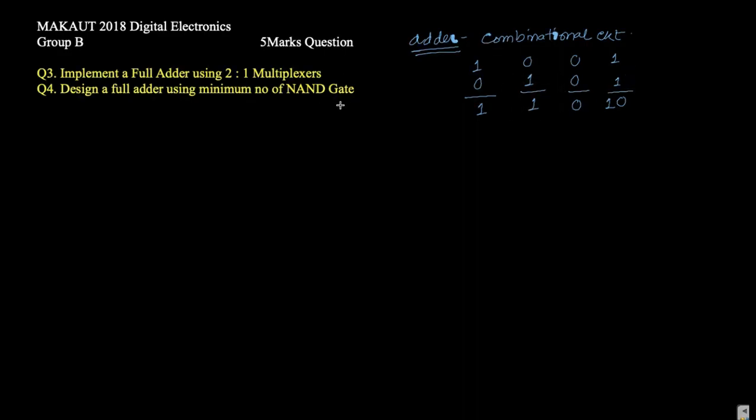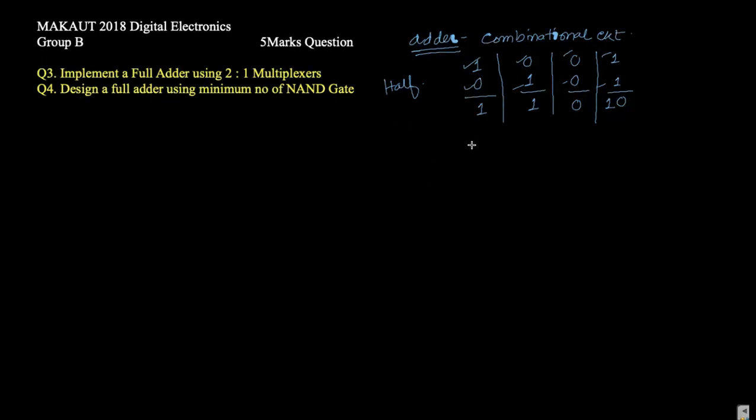Whether it is 1 0, 0 1, 0 0 or 1 1, these are 1-bit numbers. You can add them using a half adder, and the output cannot depend upon the previous input as well as the previous output.